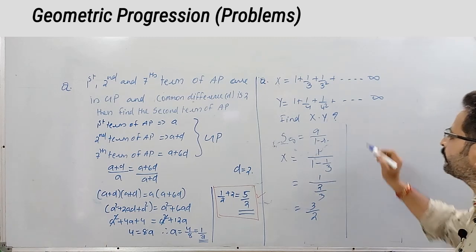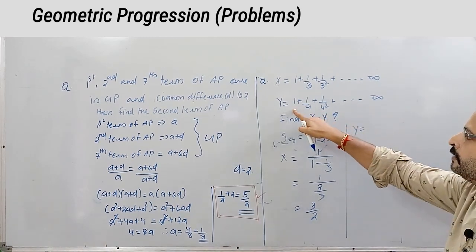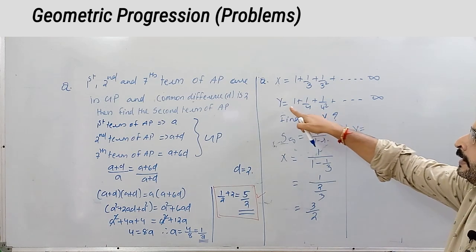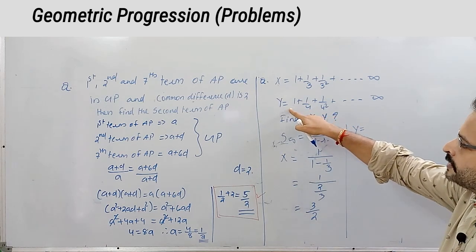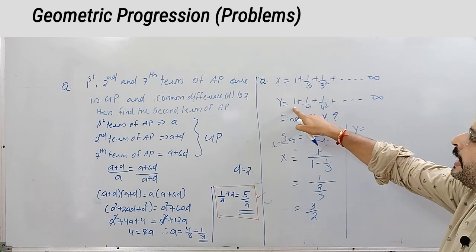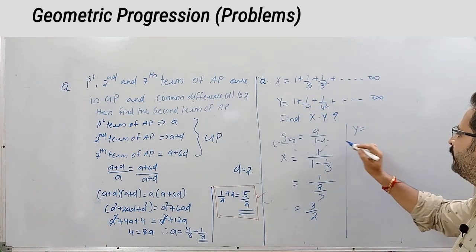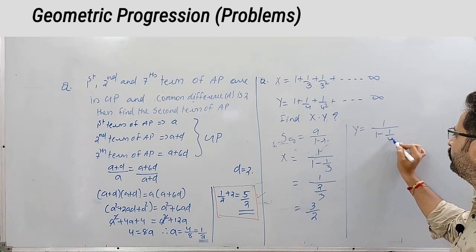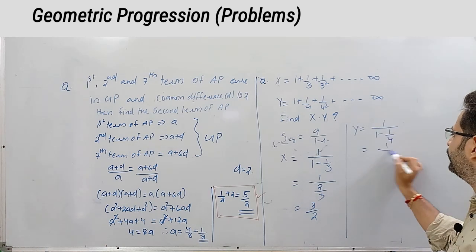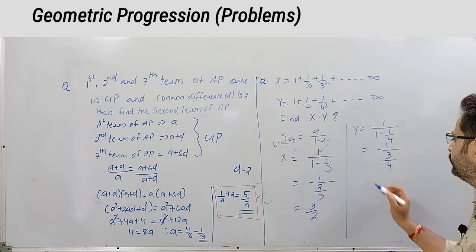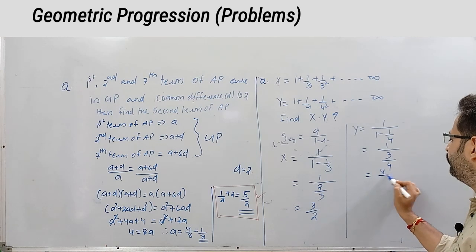Then Y. Again 1 plus 1 by 4 plus 1 by 4 square etc. up to infinity. It is a GP. We have to find the sum of infinite terms of GP. First term 1 and common ratio 1 by 4. A by 1 minus R, 1 divided by 1 minus 1 by 4. We will get 1 divided by 4 minus 1, 3 divided by 4. That means 4 divided by 3.